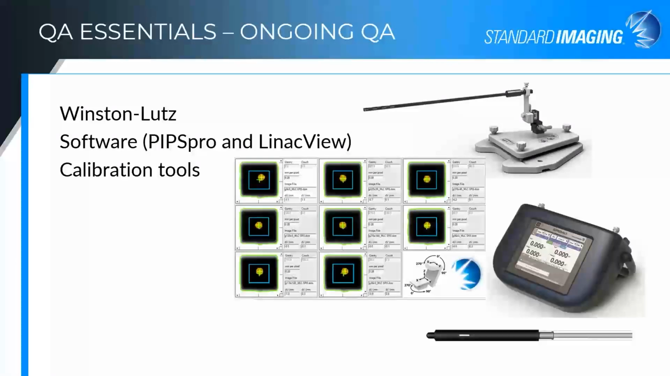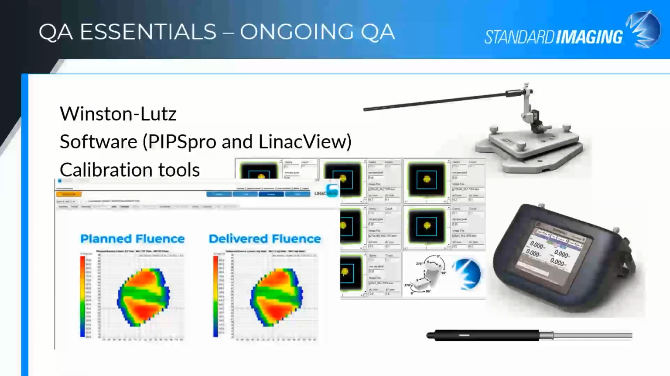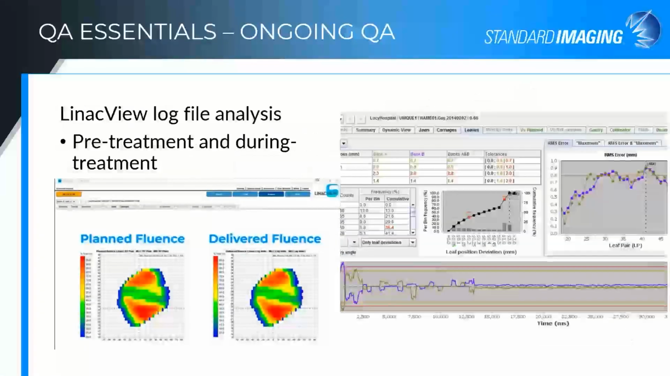And of course, you'll need your beam calibration tools periodically as you're monitoring your beam. But the one that I want to focus on for a little bit is LinacView, Standard Imaging's LinacView software. I would strongly recommend it. Why would you recommend that? Well, if you're treating stereotactic, you are counting on your machine to have extremely high accuracy in your MLC placement and your angles and your beam delivery.